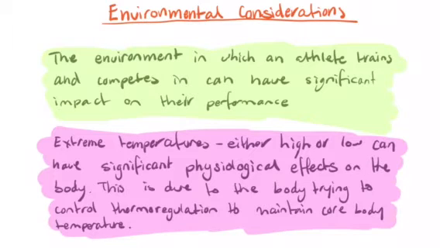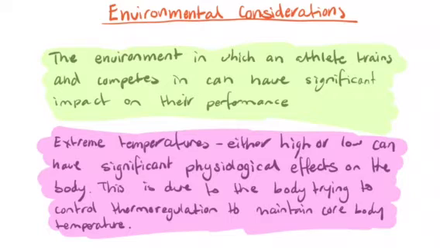So we start by having a look at what the environmental considerations actually mean. The environment in which an athlete trains and competes in can have a significant impact on their performance. When we talk about the environment, we're not just talking about the physical environment, say the playing grounds or the stadiums that they're playing in, but we're also talking about the natural environment, such as the temperature.